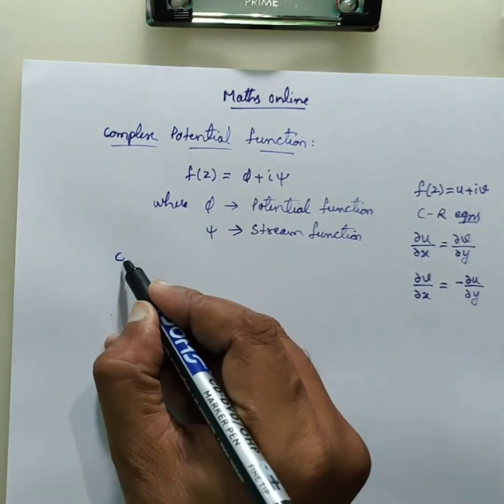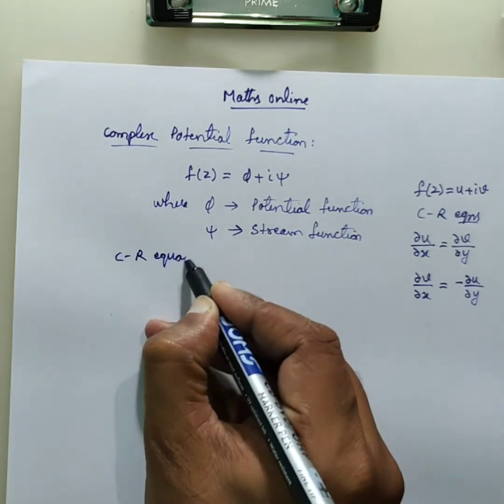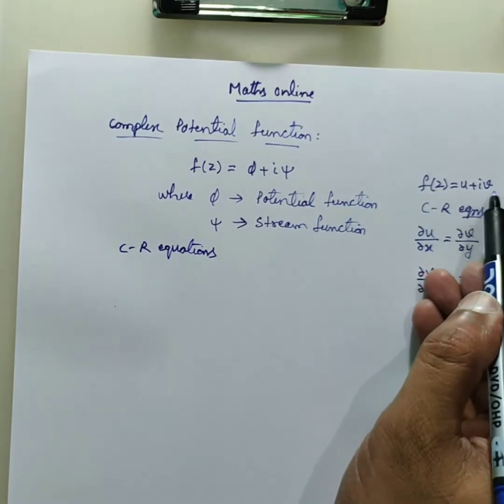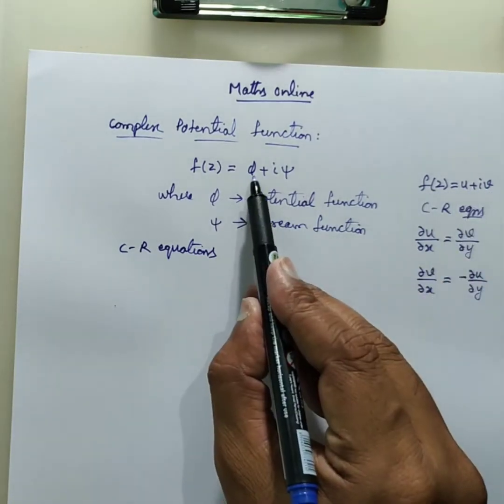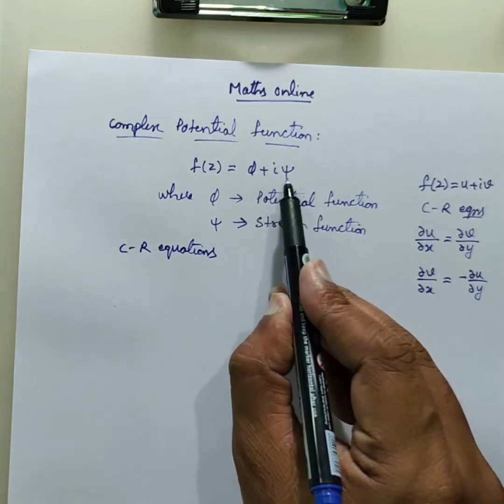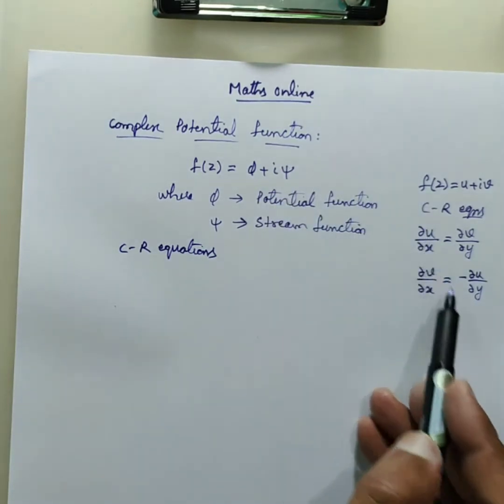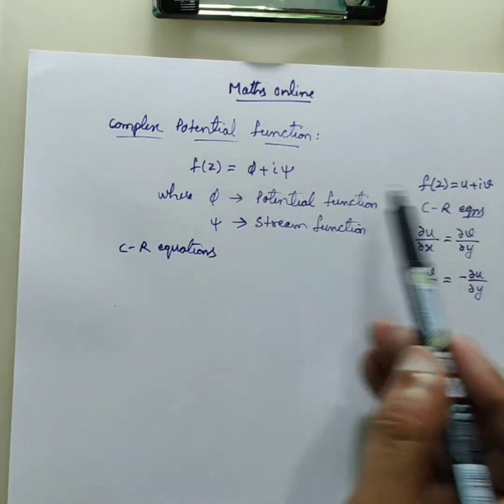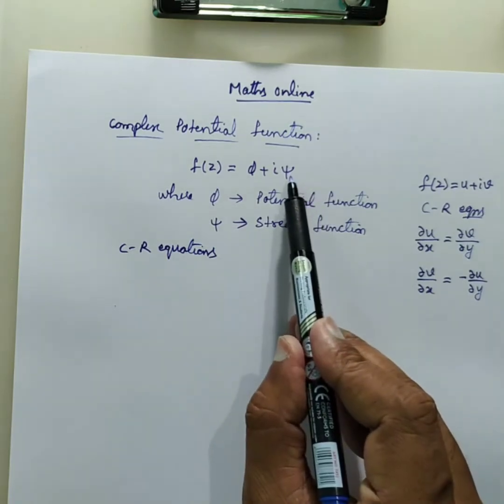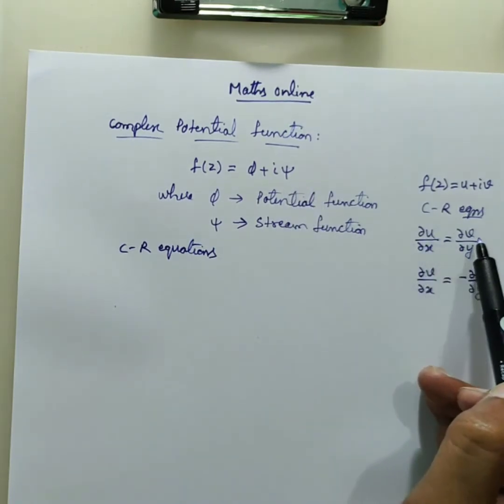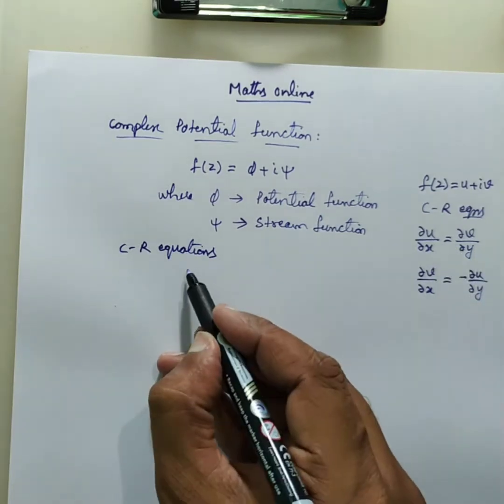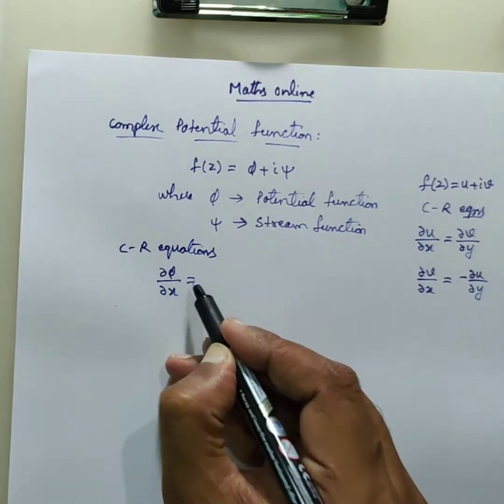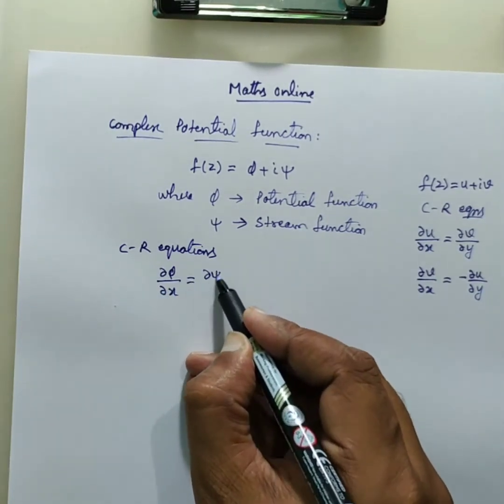So in this case, you can observe here u and v are there. Here you have the functions as phi and psi. So accordingly you need to write down the CR equations. In place of u you have phi, in place of v you have psi. So you have to replace u as phi and v as psi. So you get the CR equations to be dou phi by dou x is equals to dou psi by dou y.